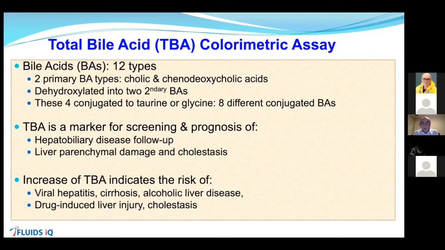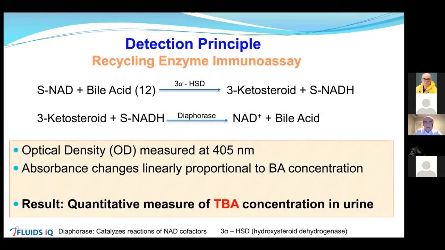Or if you want to look at cholestasis, problems within the liver and the bile, this is a very good way of doing it. An increase in TBA, that's total bile acids, will indicate very clearly the risk for any number of things, including things like hepatitis, especially viral hepatitis, cirrhosis of the liver, drug-induced liver injury, cholestasis, etc. So it's a very valuable test, which again has been done for a very long time. And I'm not going to bore you with how it's done. There is a detection principle which starts with bile acids, and you're able to determine through a step-by-step process the quantitative measure of total bile acid concentration in the urine.